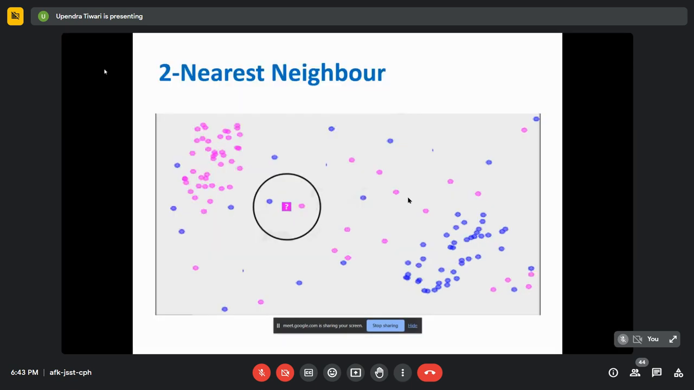All right. So that is why we always take the value of k as an odd number. Because whenever the value of k is odd, there will not be a chance of getting a tie. And just because of this tie, your model may do a wrong classification.